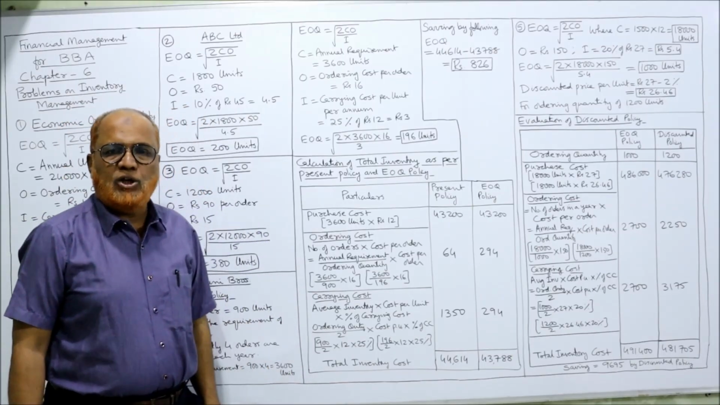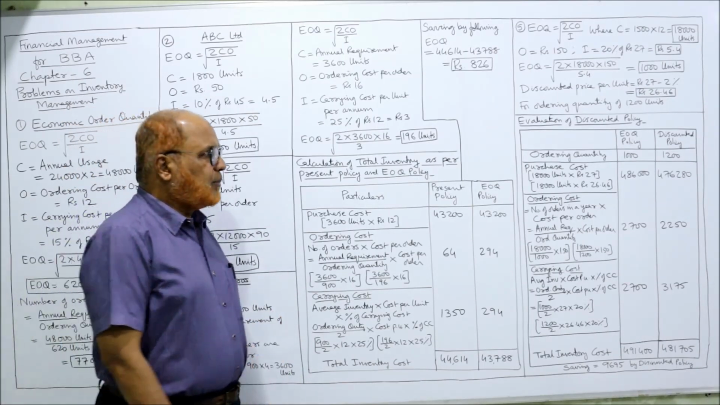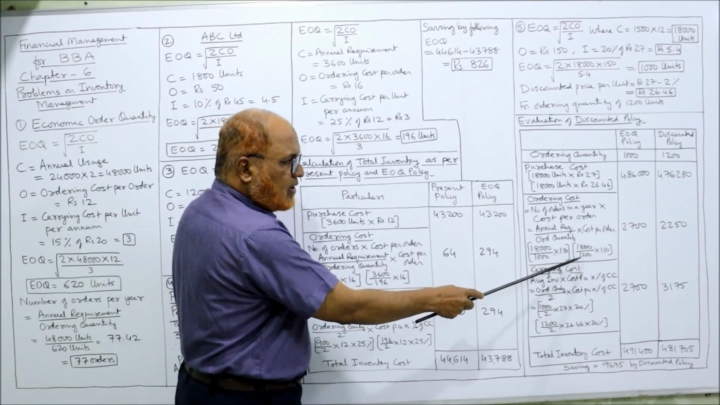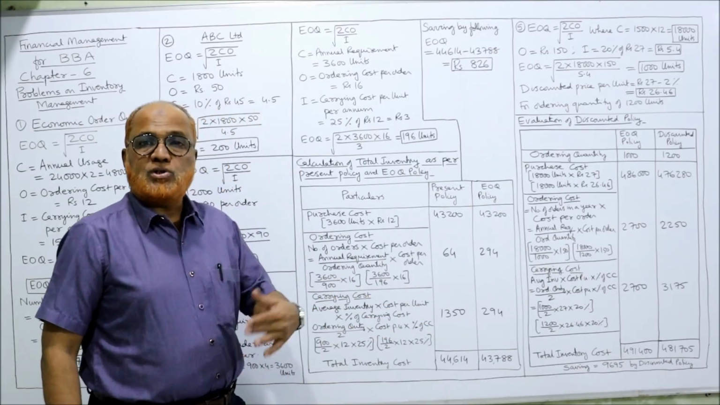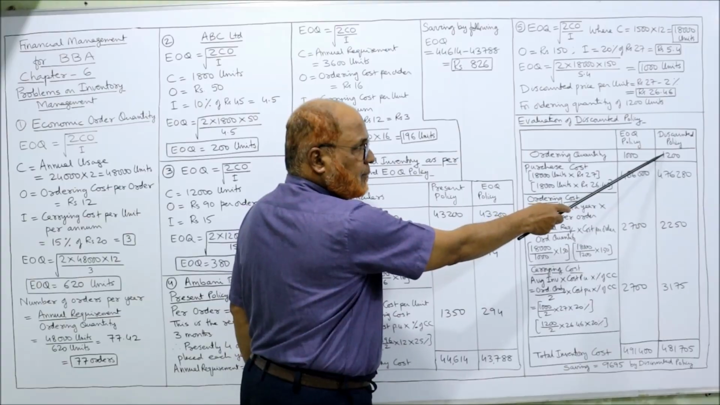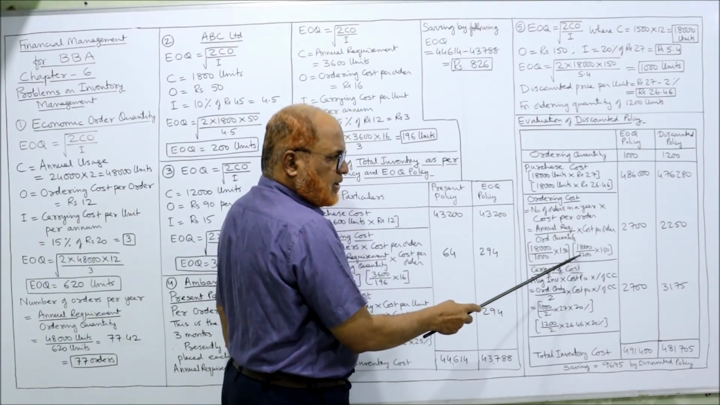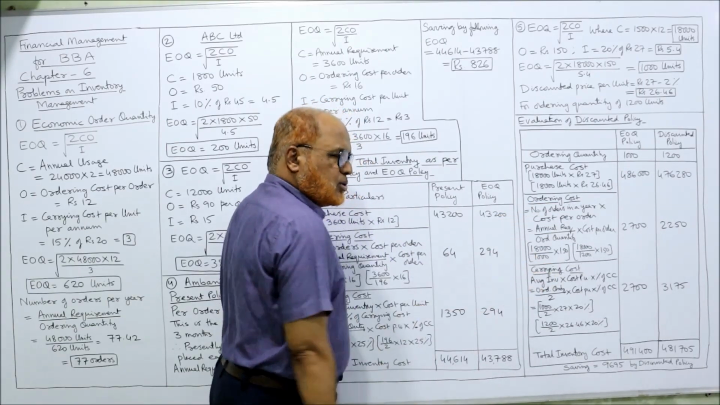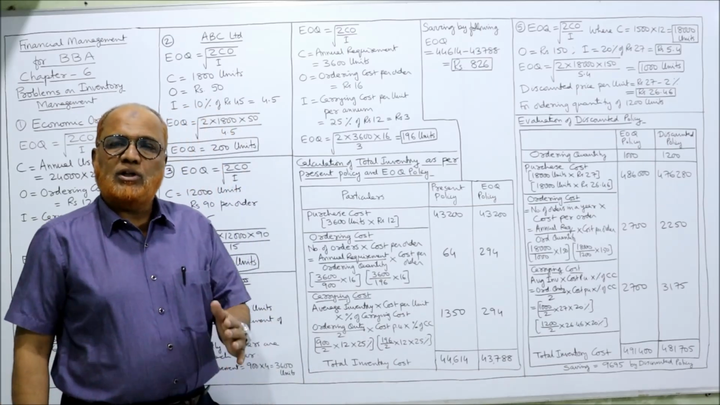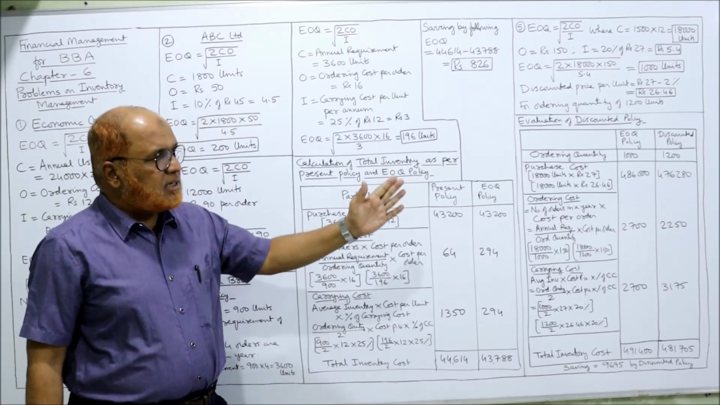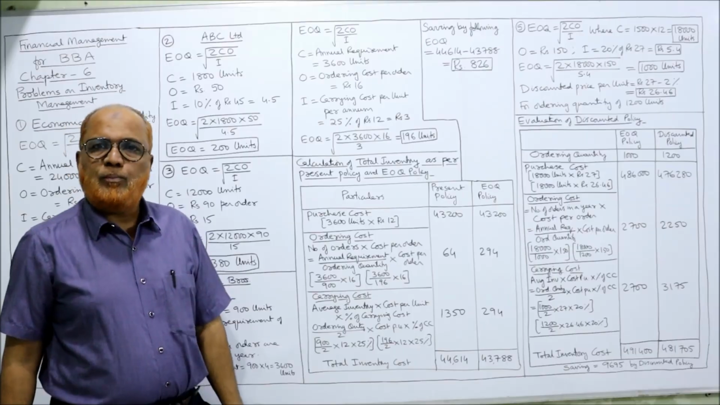In the discounted policy, 18,000 divided by 1200, because ordering quantity is 1200 here. So 18,000 by 1200 into 150 is 2,250. So we got the ordering cost in the EOQ policy and also the discounted policy.